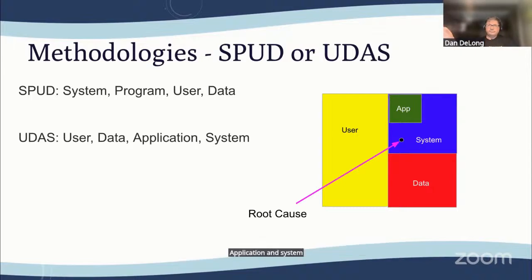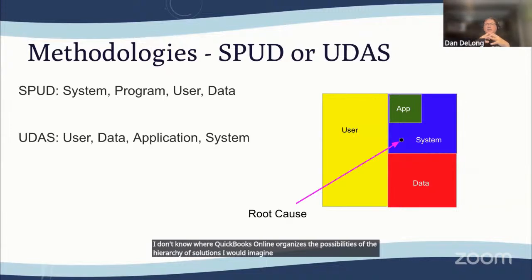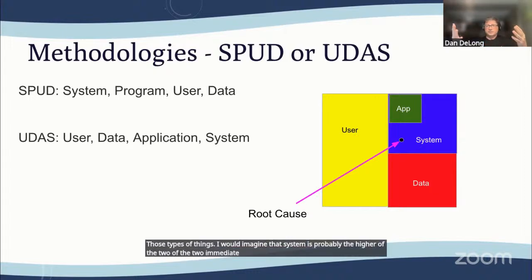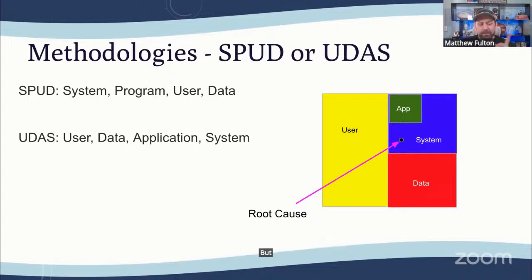Now this is where desktop was king in my world, learning all this stuff. I don't know how QuickBooks Online organizes the hierarchy of solutions. I would imagine system is environment, right? So your Windows operating system, what browser you're using, whether you're Mac or Windows, those types of things. I would imagine that system is probably the higher of the two because the immediate answer is, did you clear your cache and cookies? But I'm going to kick back there for a second.